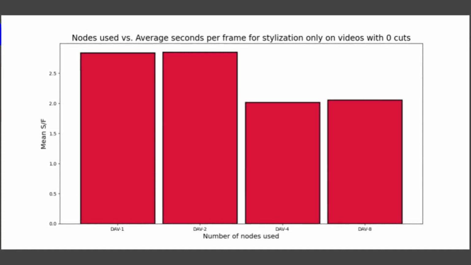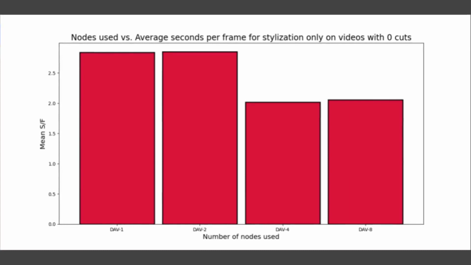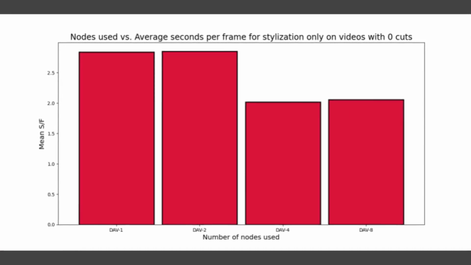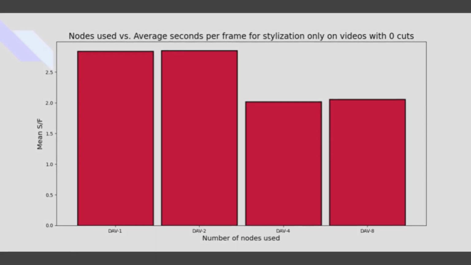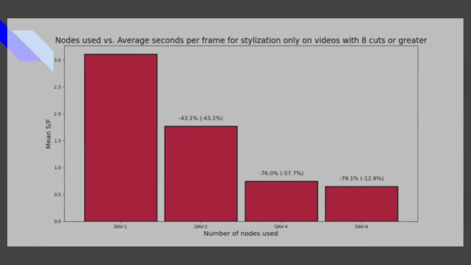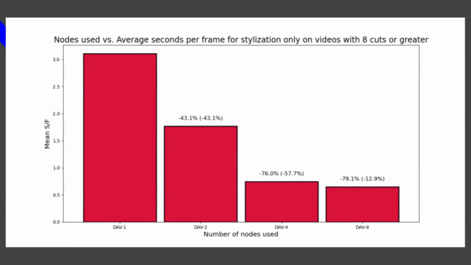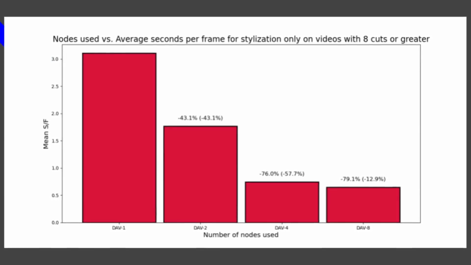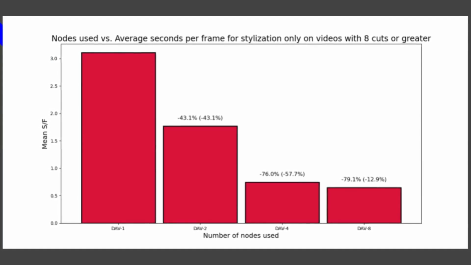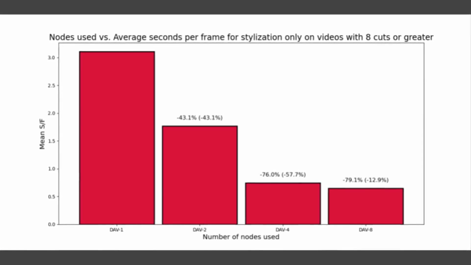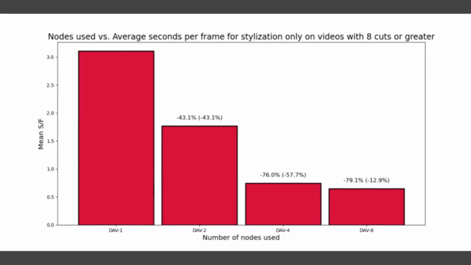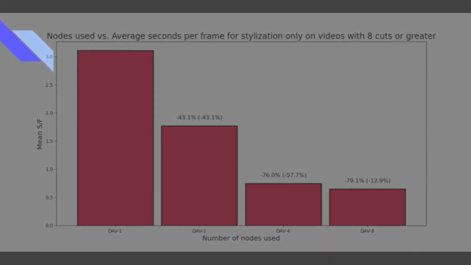However, I ran my experiment on Cloud Lab, and I believe I was inadvertently provided with more powerful machines for some experiments than for others, regardless of what I had requested. Even on videos that had many cuts though, DAV4 performs similarly to DAV8. This is probably due to a lack of load balancing or other efficiency issues in the initial implementation of DAV, which have since been corrected.